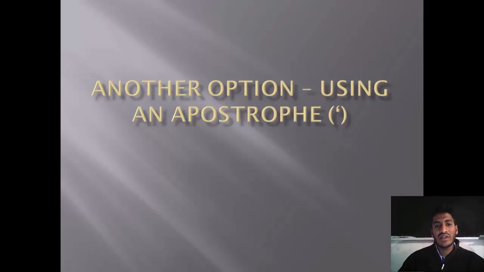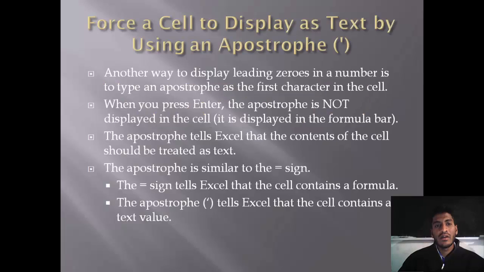Another option: using an apostrophe. Force a cell to display as text by using an apostrophe. Another way to display leading zeros in a number is to type an apostrophe as the first character in the cell. Second, when you press Enter, the apostrophe is not displayed in the cell; it is displayed in the formula bar. Third, the apostrophe tells Excel that the contents of the cell should be treated as text. Fourth, the apostrophe is similar to the equal sign. The equal sign tells Excel that the cell contains a formula. The apostrophe tells Excel that the cell contains a text value.